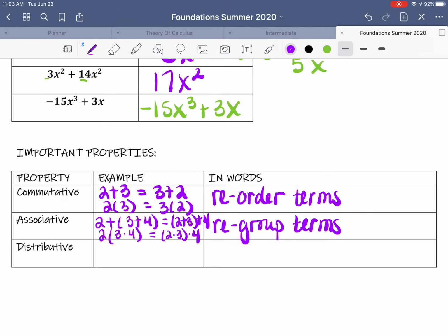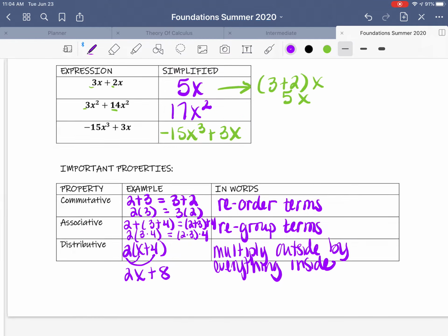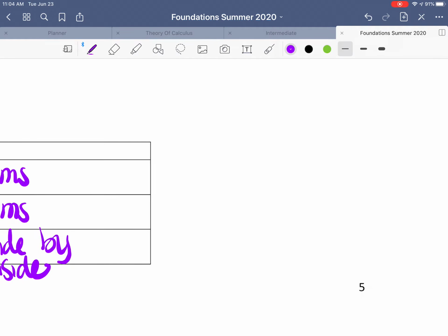And then the last one is distributive. This one's probably the easiest to remember. If I have a number outside of a parentheses, I can distribute, like that. Multiply the number outside by everything inside. So I mentioned I would tell you the point of the commutative and associative property.